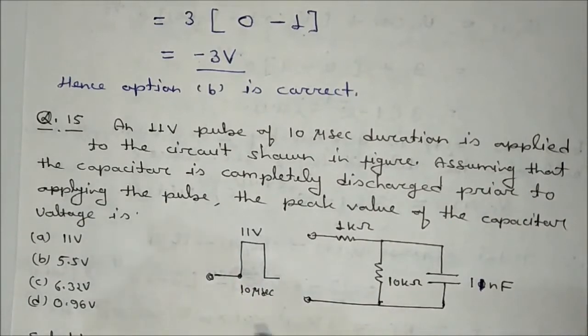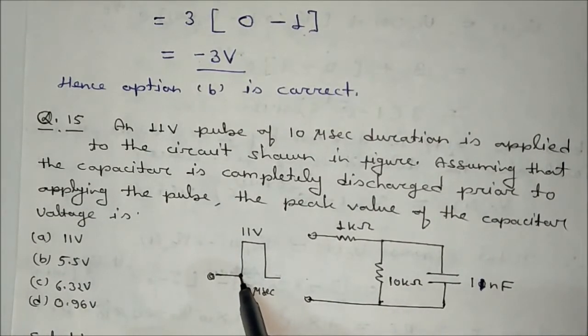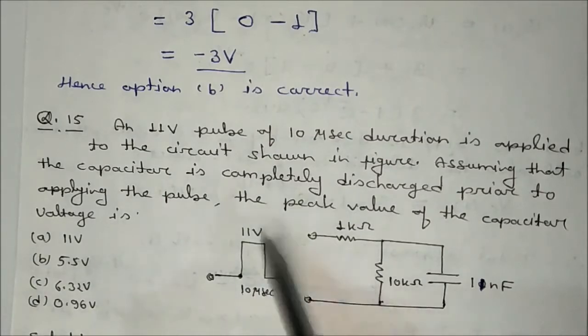It is saying that the capacitor is completely discharged prior to applying the pulse. Then the switching action is what? This one is the switching action. Okay, for 10 microsecond you are getting a pulse of 11 volt. Before 10 microsecond, what are you getting? You are getting a 0 amount of pulse. Okay, and it has been mentioned that the initial voltage across the capacitor is 0. So we have to calculate the capacitor voltage value.